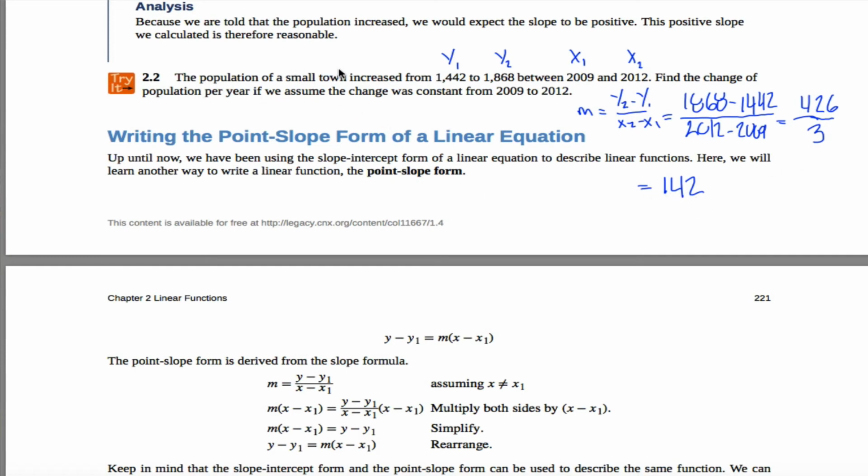So to answer the question, the population of a small town, find the change of population per year: 142 people per year. I'm just going to leave it as 142 and call this one good.